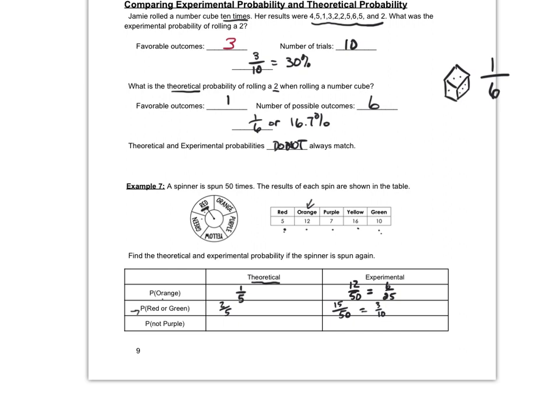And then not purple. We have the chance of spinning and landing on not purple 1, 2, 3, 4 times, so the likelihood of not purple is going to be 4/5. And the experimental probability of not purple, well, we spun 50 times and landed on purple 7, so therefore, 43 times we did not land on purple. So the probability of not landing on purple is going to be 43 out of 50. And there you have utilizing some of our experimental and theoretical probabilities and comparing them.